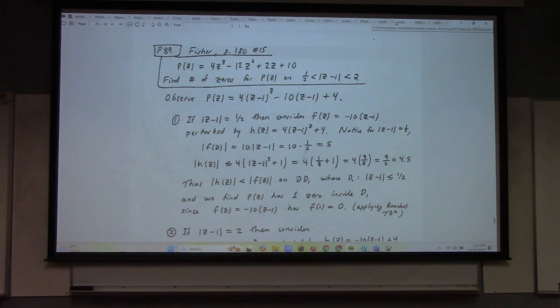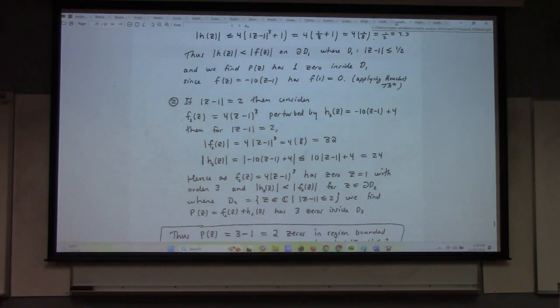And then for 2, if we have f of z is 4 times z minus 1 cubed, we can look at the rest of it as the perturbation. So the modulus of f of 2 is like 32 here, and the modulus of h2 of z is at most 24. Of course, 24 is less than 32, so Rouché's theorem says there are 3 zeros inside the circle of radius 2, so 3 minus 1 is 2. There are 2 zeros in the annulus.